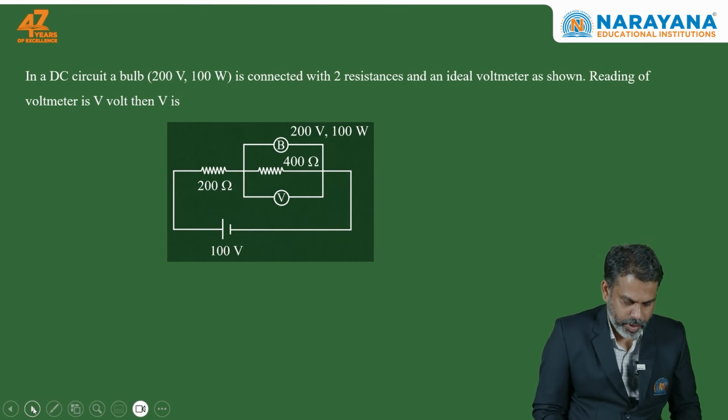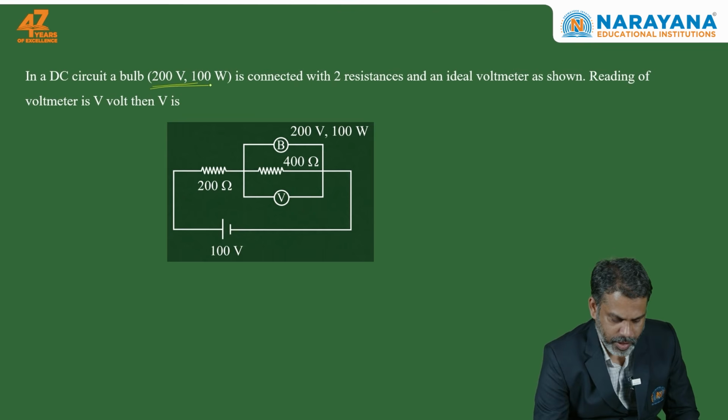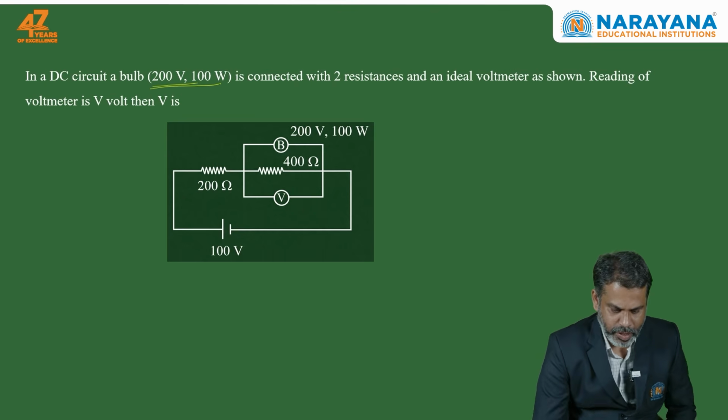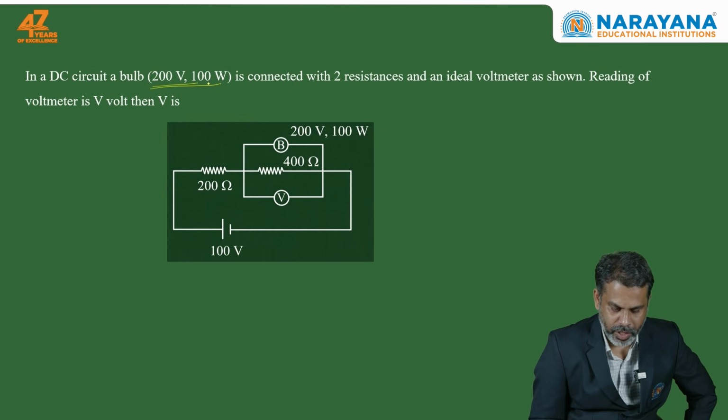Yeah, let me read this question. In a DC circuit, a bulb, whose specification is 200 volt and 100 watt, meaning the maximum potential difference you can apply is 200 volt and the maximum power dissipation is 100 watt, is connected with two resistances and an ideal voltmeter as shown. Find the reading of the voltmeter.